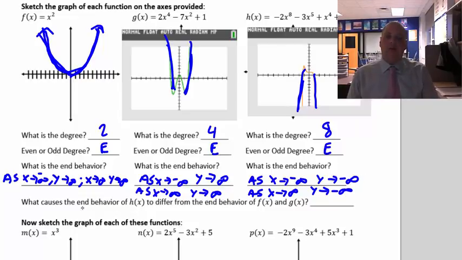So negative infinity, negative infinity. What causes the end behavior of h of x to differ from the end behavior of f of x and g of x? Why is the h of x one different? Well, I hope you notice the negative in front of the leading coefficient. You should already know this; that makes it different. So just put: negative leading coefficient.